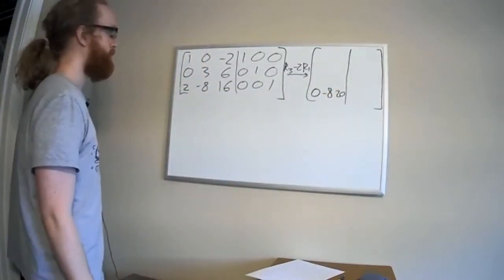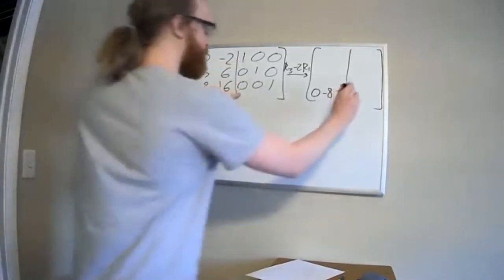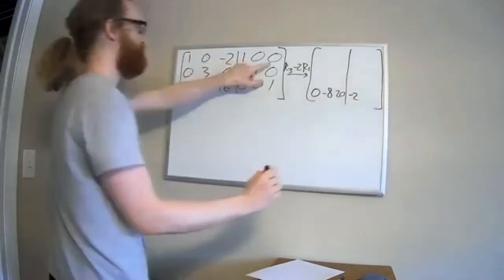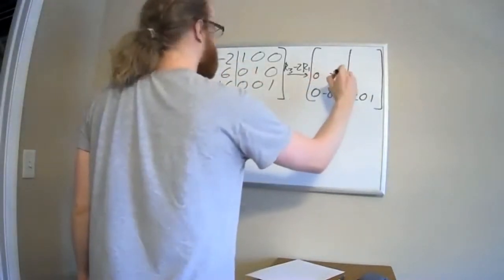And then I have to take care of the right side as well. -2 times 1 is -2, so I'll get -2. And then these zeros won't change anything, so I'll get 0. And then the rest of my matrix doesn't change.